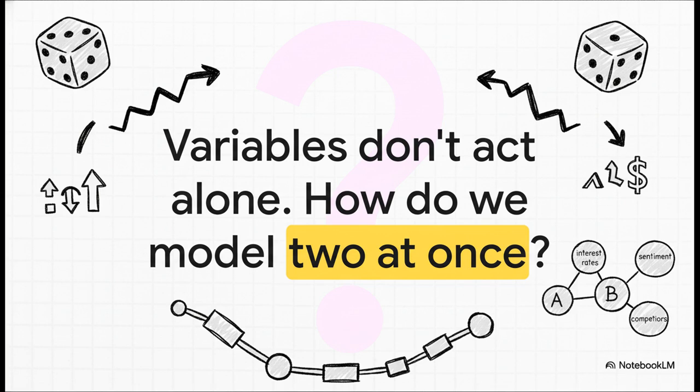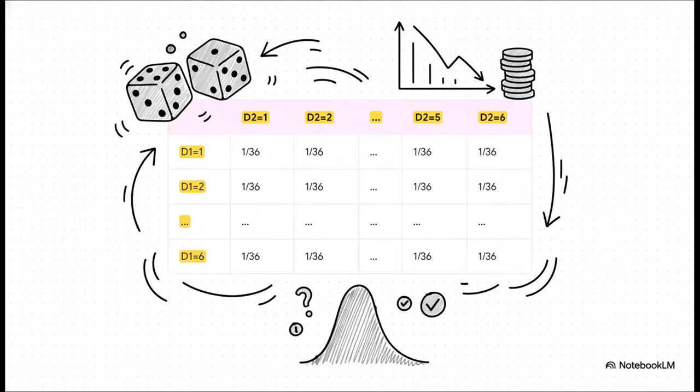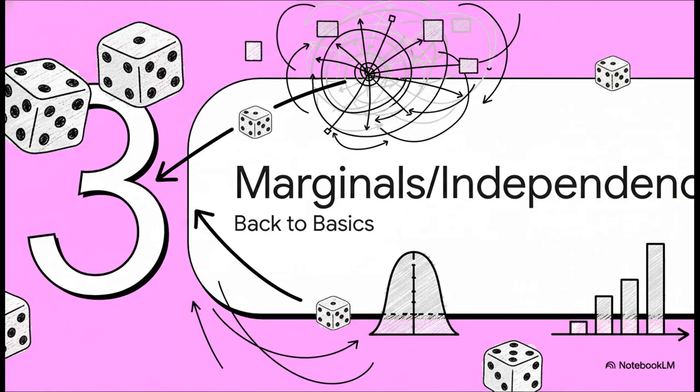So let's go back to our simple analogy. How do we map out all the possibilities of rolling two dice at the same time? Now check this out. What you're looking at right here, this table is the joint distribution for two dice. It's the whole shebang. It's a complete map of every single possible outcome, from rolling a 1 and a 1 all the way to a 6 and a 6. And since each specific combo has a 1 in 36 chance of happening, this table captures the entire probability space of both variables together.